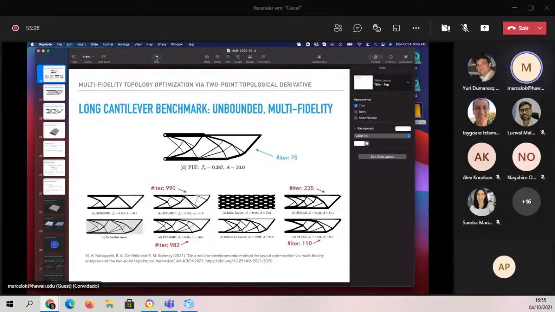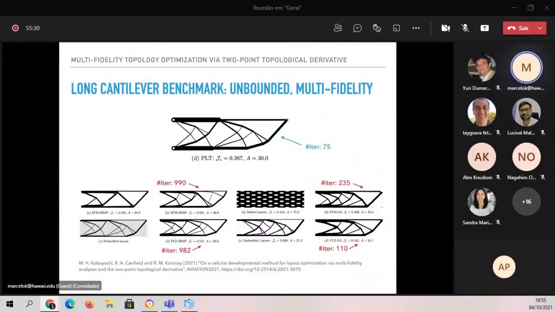Yep. Right. So even for these well-known benchmark cases, you can see the variety of solutions that you obtain by changing parameters in the simulation. One parameter that you mentioned that is very important is the initial point.